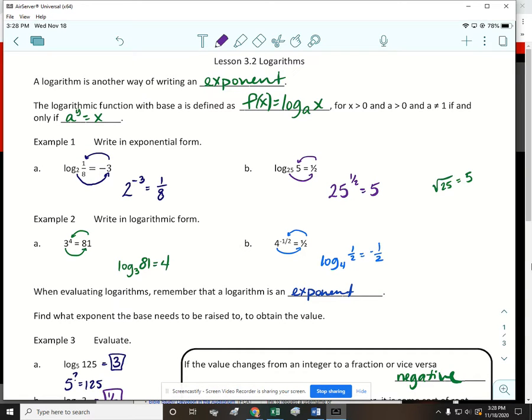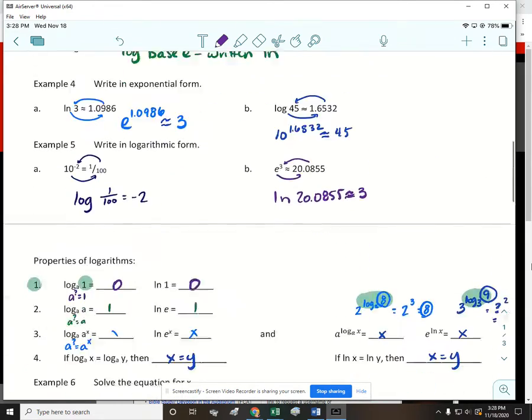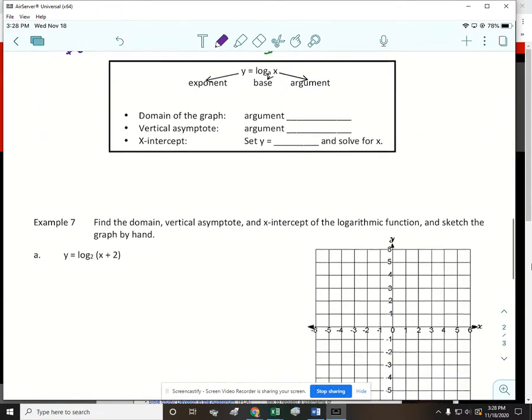All right, so get out the lesson 3-2 logarithms note sheet that we started the previous day. All right, we are going to turn to the second page and talk about these graphs.